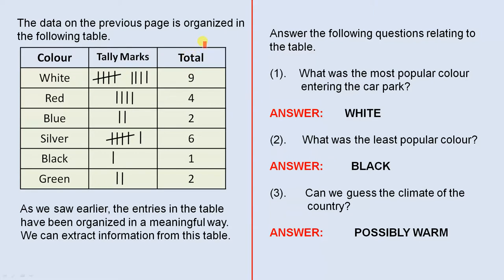The data on the previous page is organised in the following tables. So after you put the information down, you put all the strokes down one by one, as I showed you earlier. That gives you all the tally marks here. And here are the totals. So 5 plus 4 is 9, 4, 2, 5 plus 1 is 6, 1 and 2.